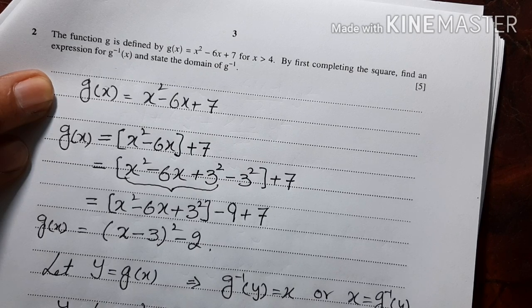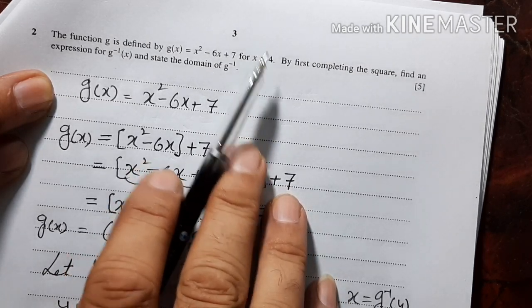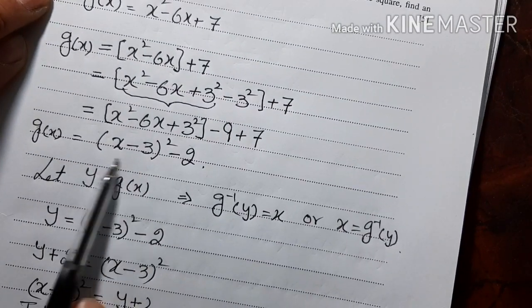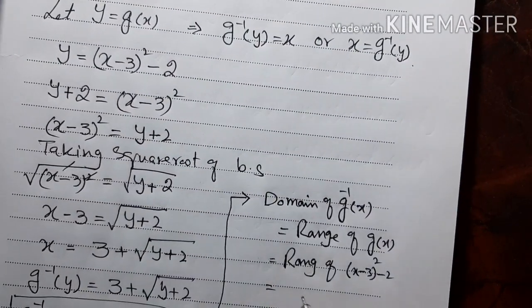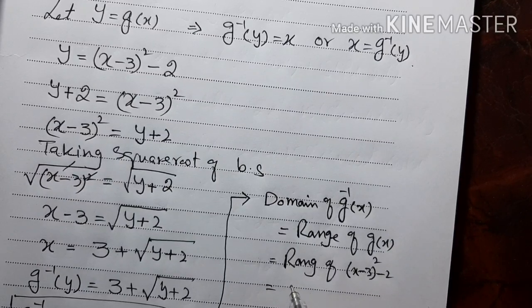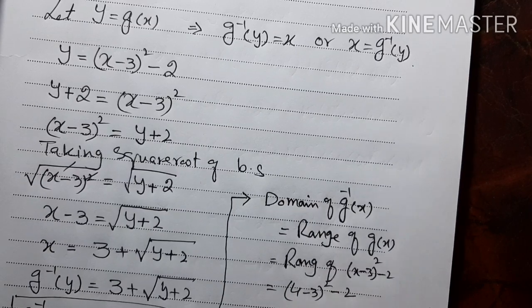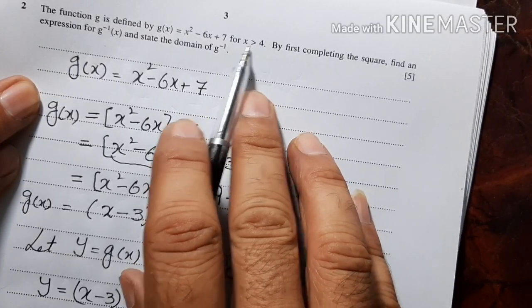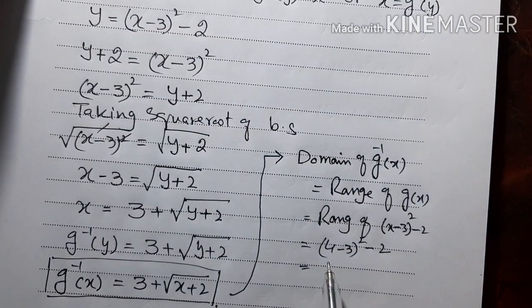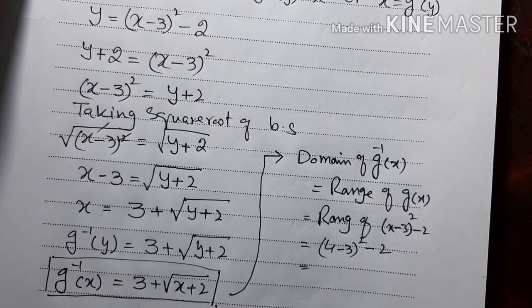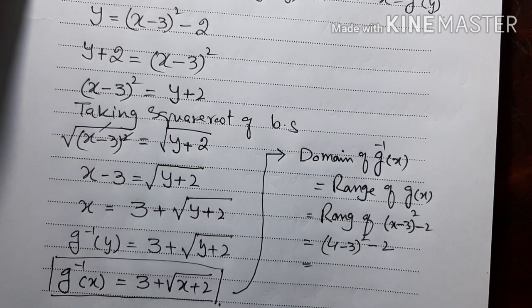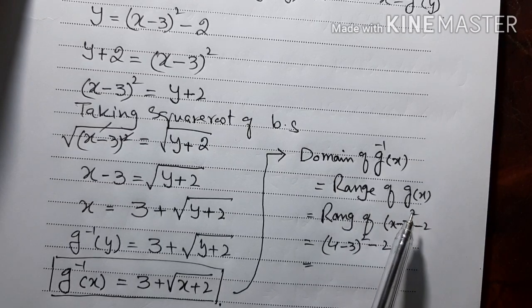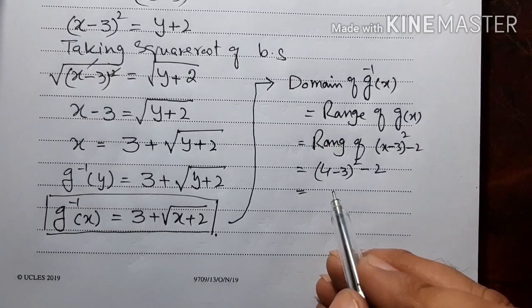So I just need the least value, so I will put 4 in this expression and check what value I can get. So this will be 4 minus 3 squared minus 2. There is no equal to here; 4 is not included, but by using 4 I can get the minimum value of the range of g(x), so I can guess the minimum value.